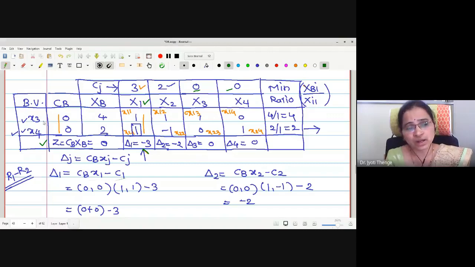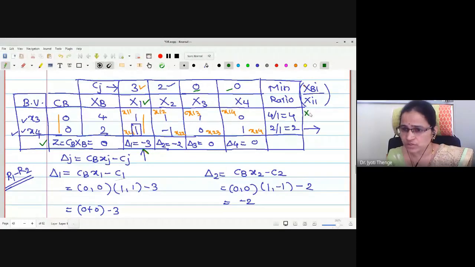Now, there are only two variables that can be adopted as the basis variable. If one variable is entering, then one has to leave the basis. Therefore, to select the leaving variable or outgoing variable, we will calculate the minimum ratio. How is the minimum ratio calculated? A formula is given: xbi upon xir, where r is the incoming variable. Here the value of r is 1, therefore I have written xbi upon xi1.